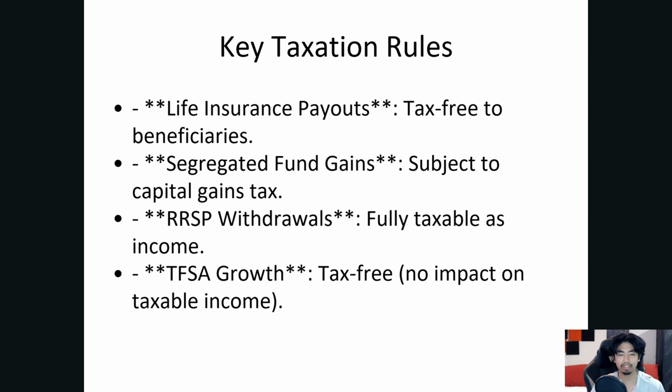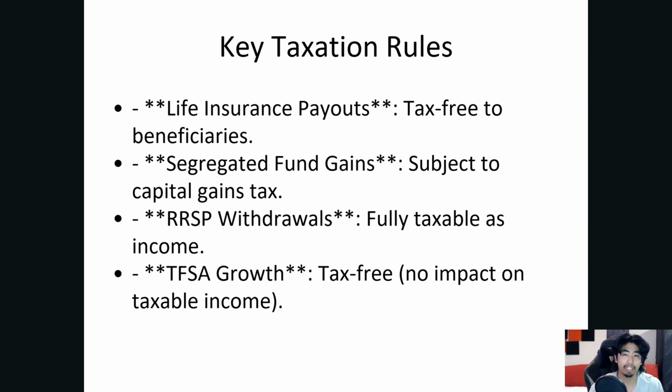Okay, key taxation rules. We look here, it says life insurance payouts. What that means is it's tax-free to your beneficiaries. So let's say you had a death benefit of 100,000. If something were to happen to you, you passed away, that full 100,000 would go straight to your family or beneficiary and it wouldn't be taxable.